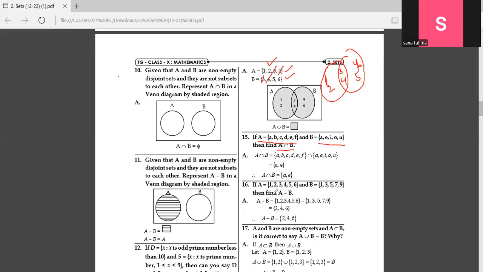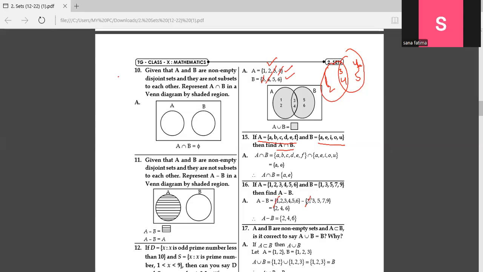Now question number 16. A is this set and B is this set, and it says you need to do A minus B. A minus B means you have to subtract B from A. The property of subtraction is that you check the common elements of set A and set B, cancel those elements, and write down the leftover elements of only A. You have to completely ignore B. B should not be considered. Only set A should be considered.